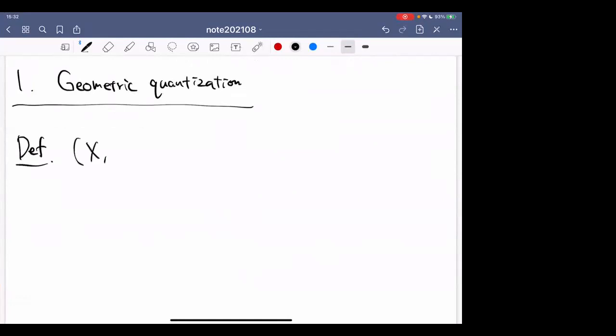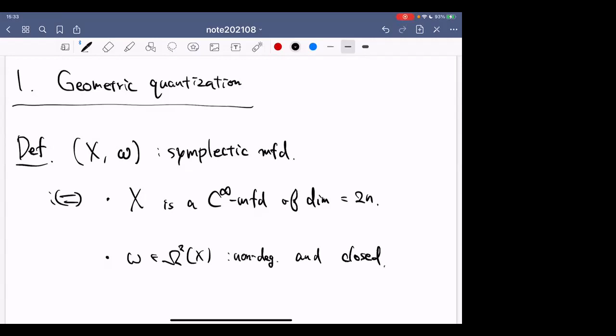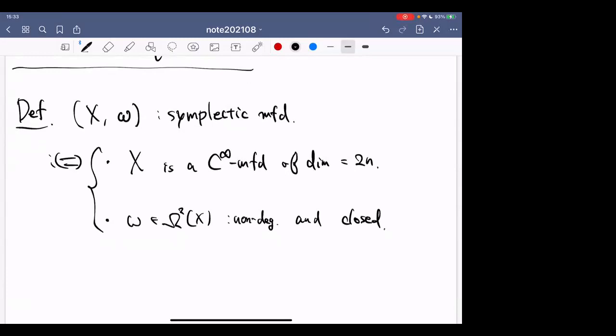First of all, we say the pair of X and omega a symplectic manifold if X is a smooth manifold of even dimension, whose dimension is 2n, and omega is a 2-form on X which is non-degenerate and closed. Then we call X and omega a symplectic manifold.